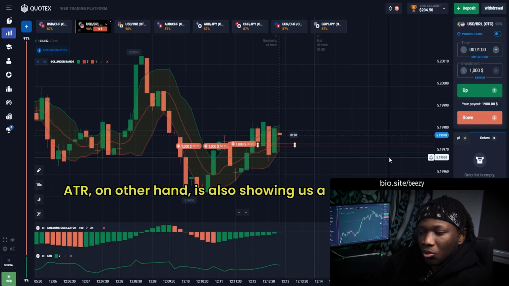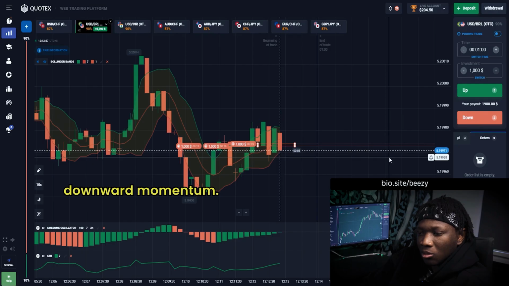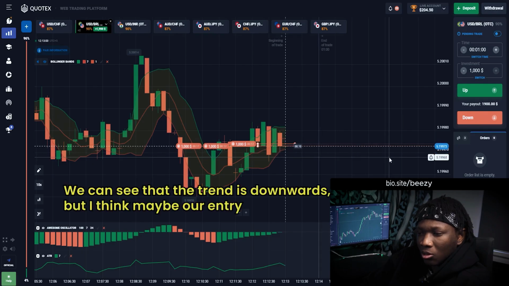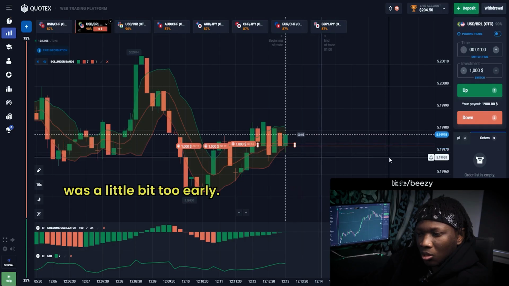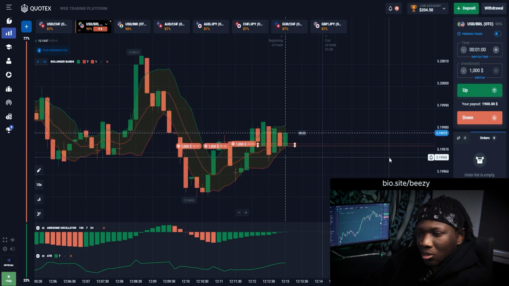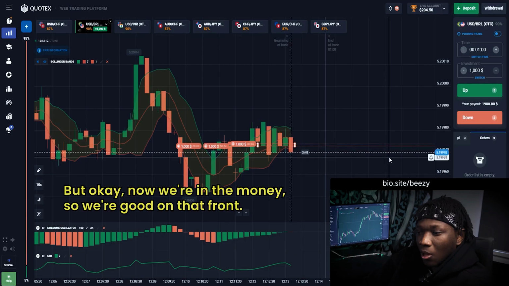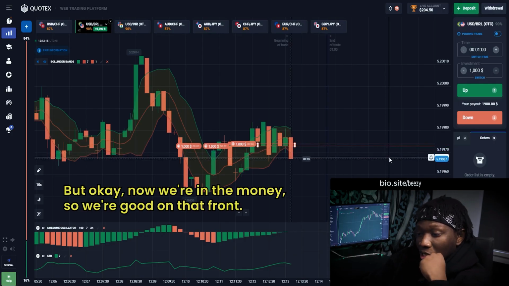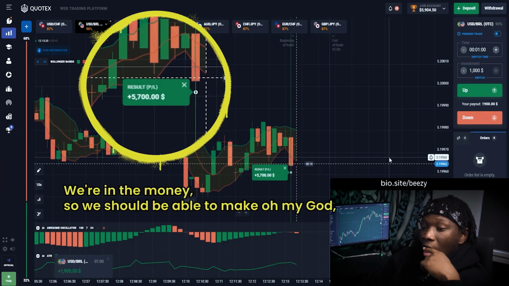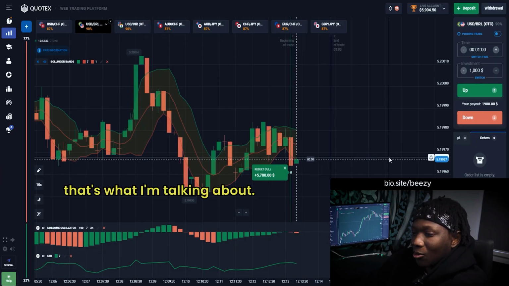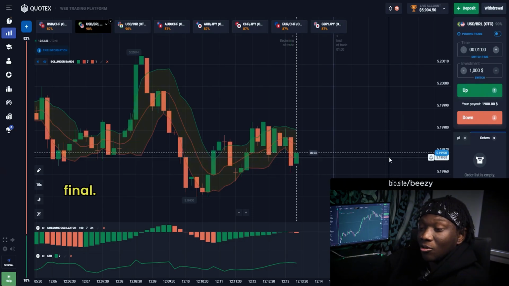ATR, on the other hand, is also showing us downward momentum. We can see that the trend is downwards. But I think maybe our entry was a little bit too early, as right now we can see that it's hitting the top bands as well. But okay, now we're in the money, so we're good on that front. We're in the money, so we should be able to make, oh my God, that's what I'm talking about. $5,900 is our final.